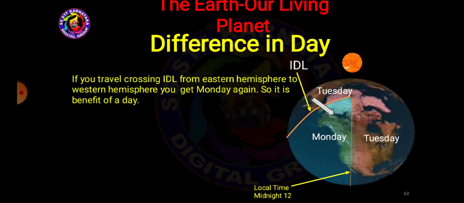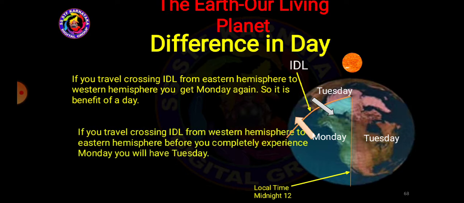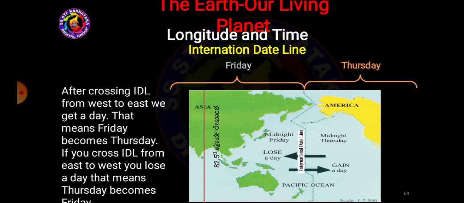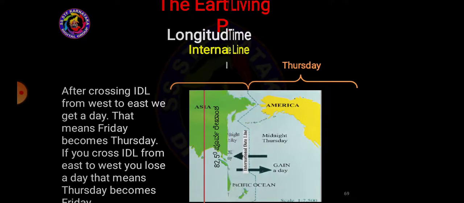If you travel crossing IDL from eastern hemisphere to western hemisphere, you get Monday again. So it is a benefit of a day. I explained you already. After crossing IDL from west to east, we get a day. That means Friday becomes Thursday. If you cross IDL from east to west, you lose a day. That means Thursday becomes Friday. Lose a day.